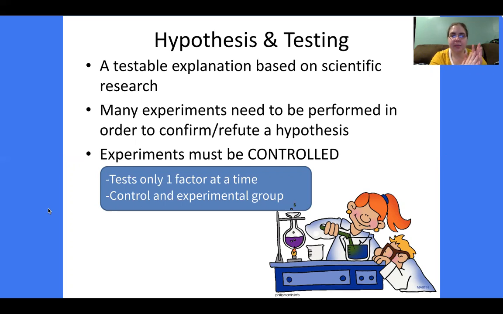And we always say that experiments must be controlled. And what that means is that we are only testing one variable at a time. This way, you know exactly what is different between your experimental group, the one you're testing, and the control group, the normal group. If there's only one thing that's different between all your groups, then you know what is influencing the change.